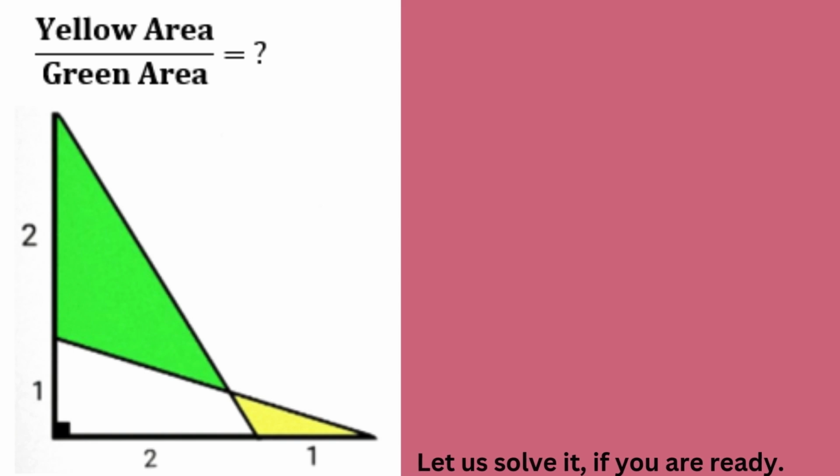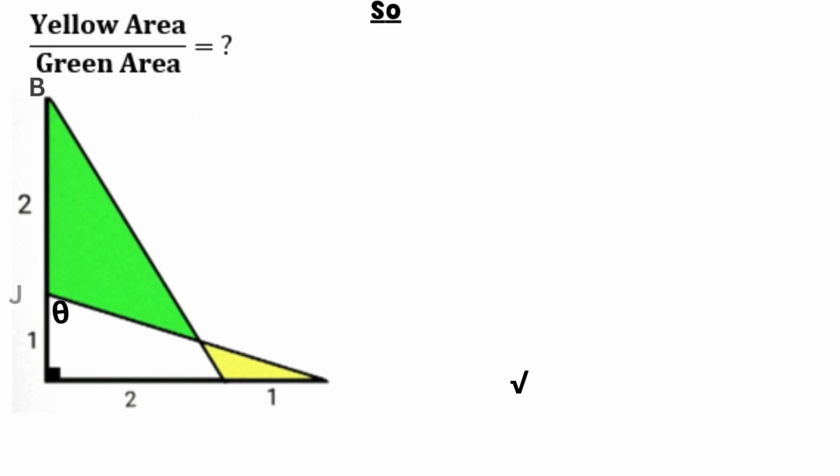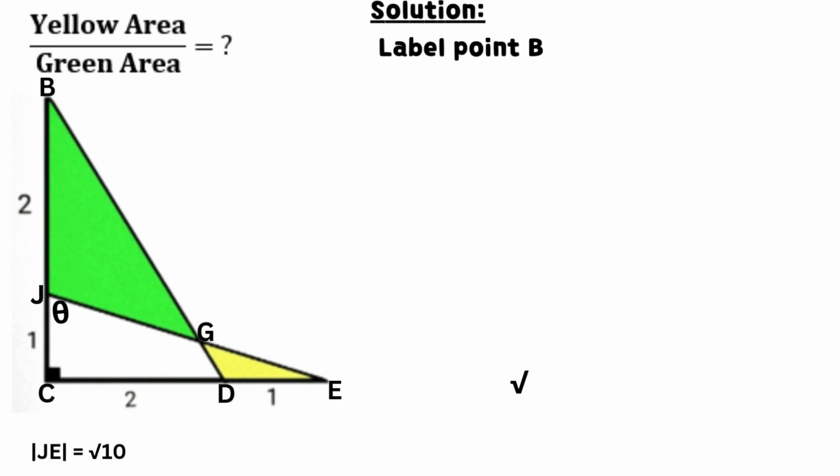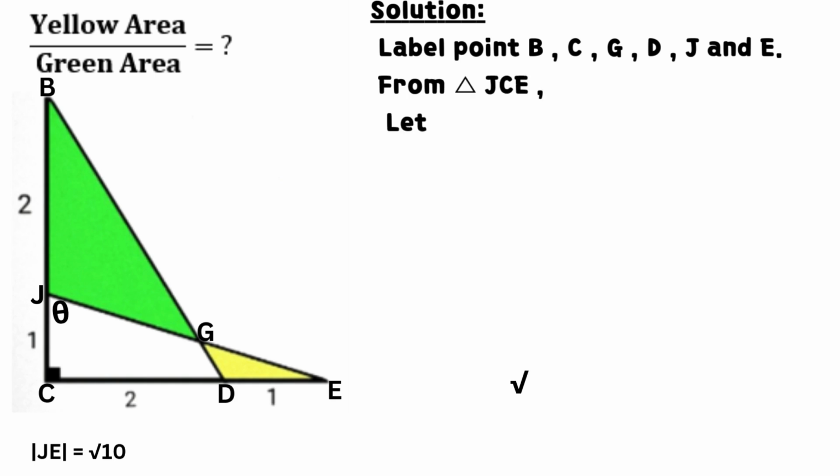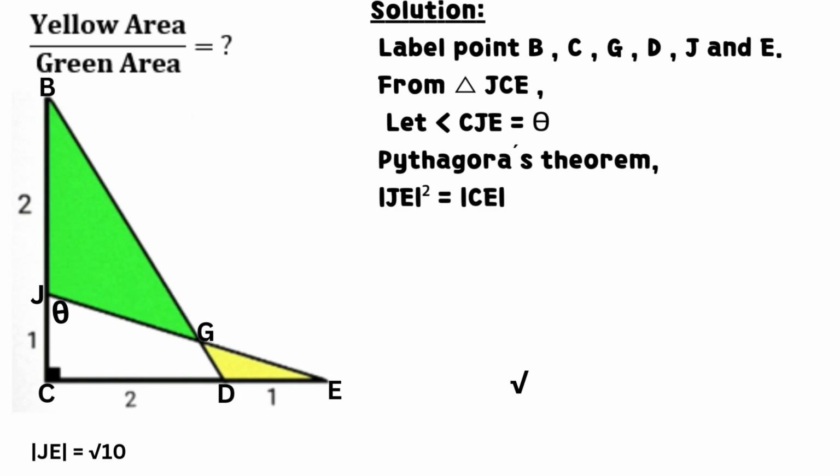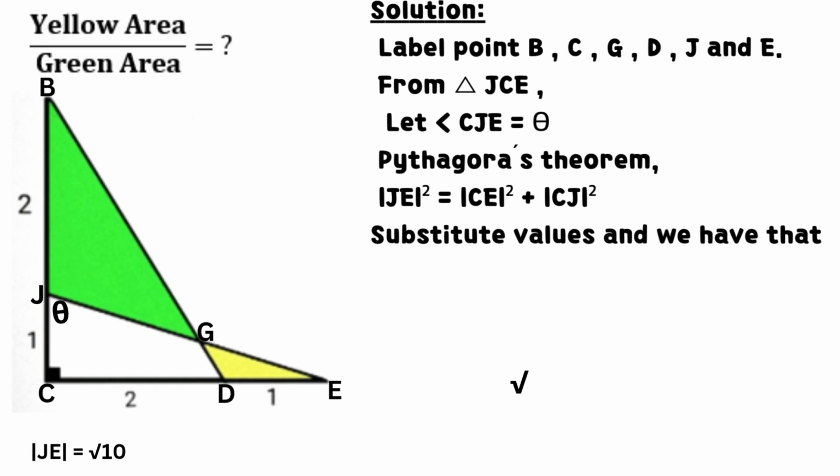What is the value of the ratio yellow area to green area? Label points B, C, G, D, J, and E. From triangle JCE, let angle CJE equal theta.